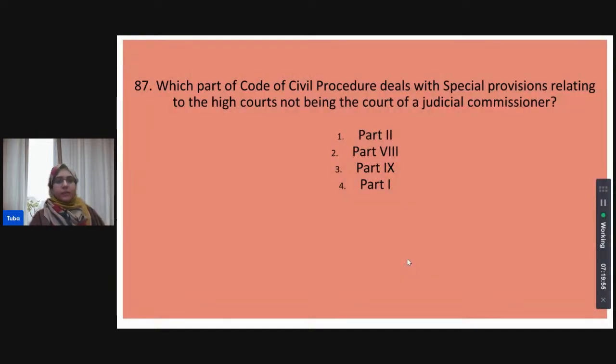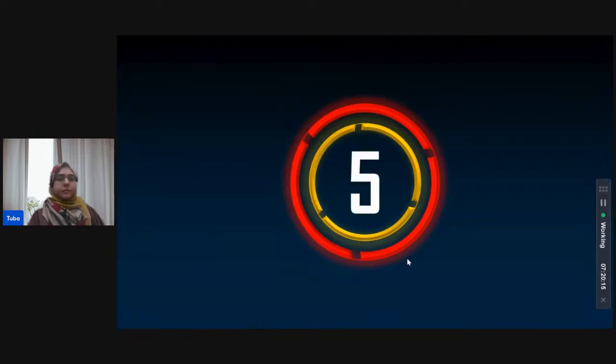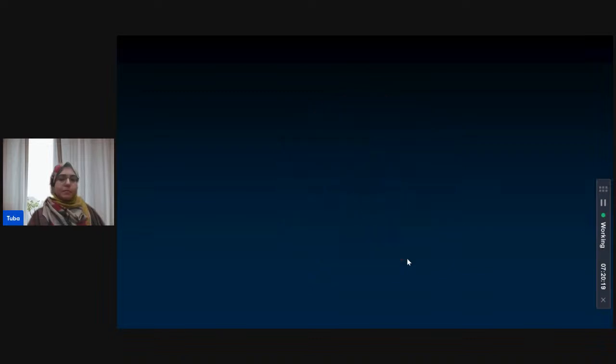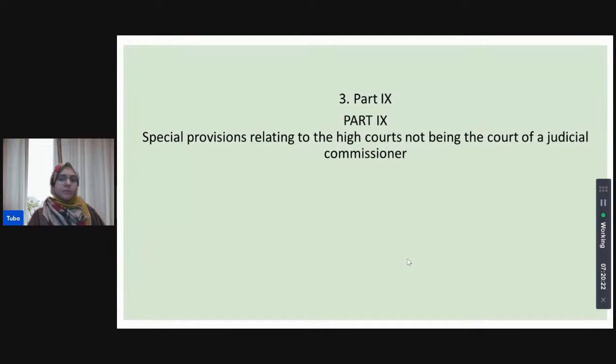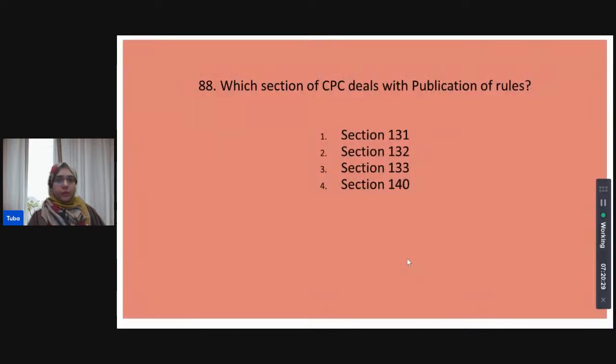Next question, 87. Which part of CPC deals with special provisions relating to the High Courts not being the court of a judicial commissioner? Is it part 2? Is it part 8? Is it part 9? Or is it part 1? It is part 9. Special provisions relating to the High Courts not being the court of a judicial commissioner.